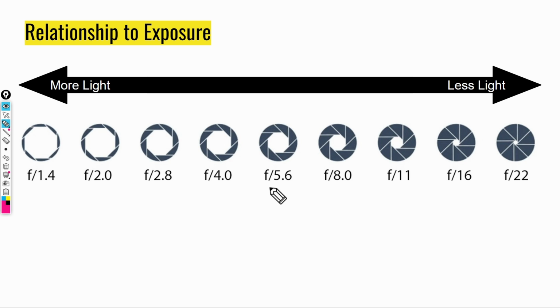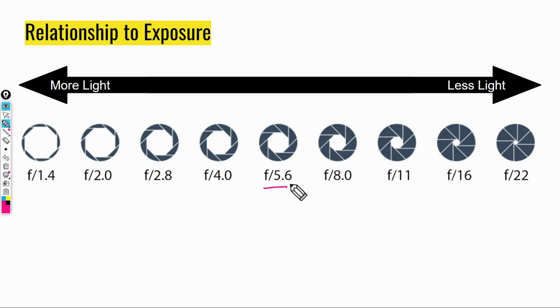If we were to start here at f5.6, just in the middle, and we want to let more light in, we would go down to f4. This will let twice as much light in. And if we go down again from f5.6 to f2.8, this is actually 4 times as much light than f5.6. And this is typically referred to as stopping up the lens because we're letting in more light.